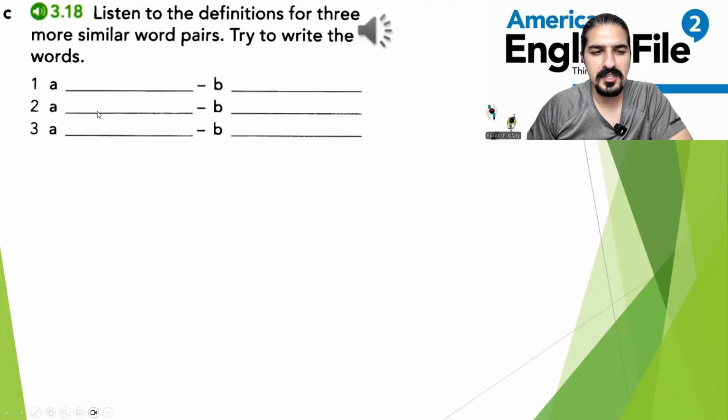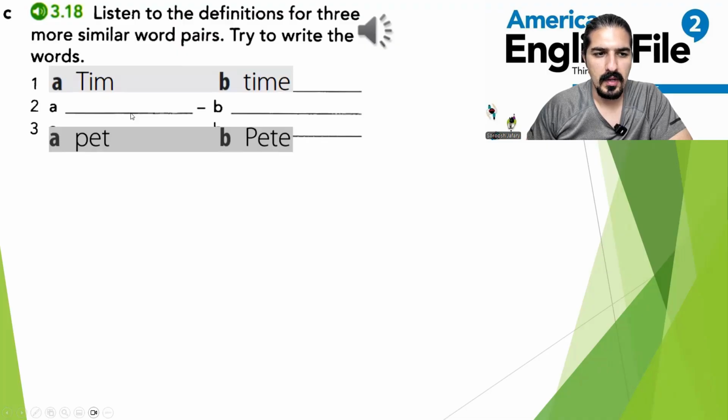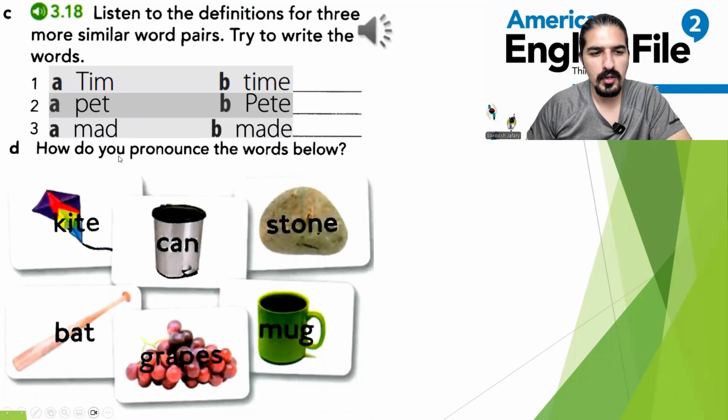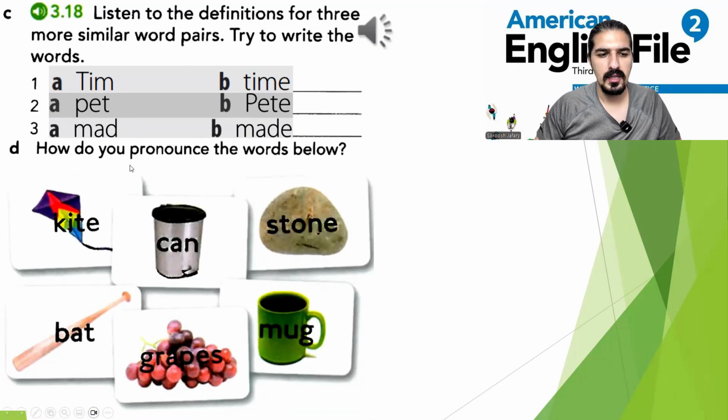All right, everybody, let's check your answers. So, Tim, time. Pet, Pete. Mad, made. Okay, now how do you pronounce these words? Let's see. Listen and check.